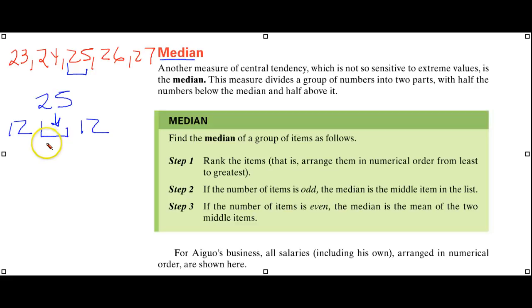Now if they're even, that is, there were 26 items of data, you would have 12 on this side, 12 on this side, and then you would have 2 in the middle. So it would be like 13 and 13. So you take this 13th number and this 14th number, add these, divide by 2, and that would be the median when you had an even number. But we'll see some examples.